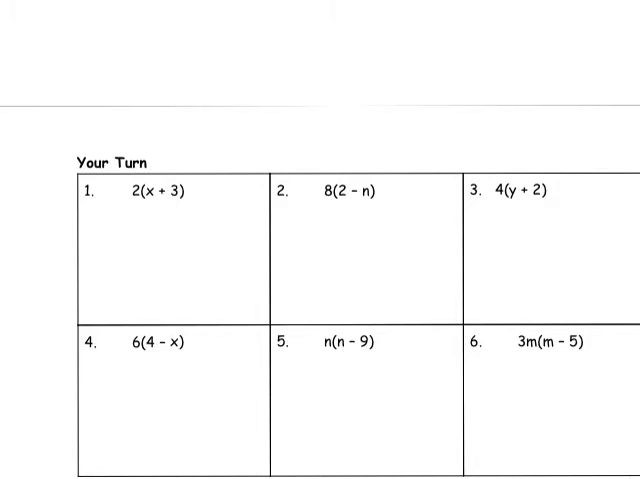Your turn. Here we go. X plus 3, 2 times. X plus 3. And you're doing it how many times? You're doing it 2 times. Now combine like terms, and what do you have? You have 2x plus 6.